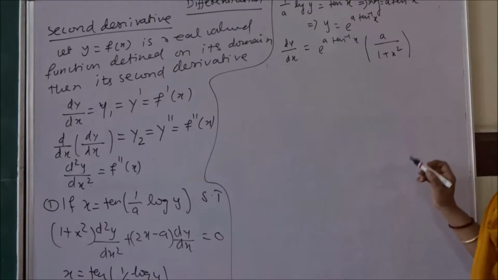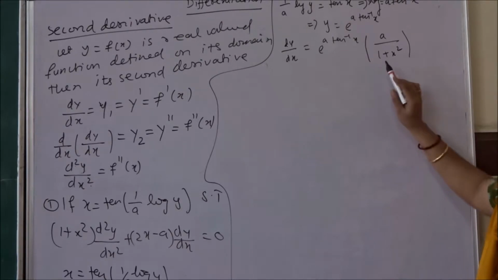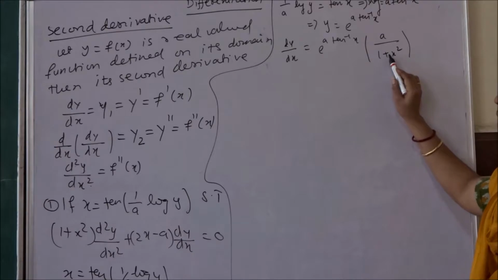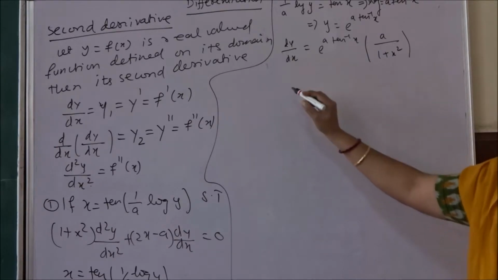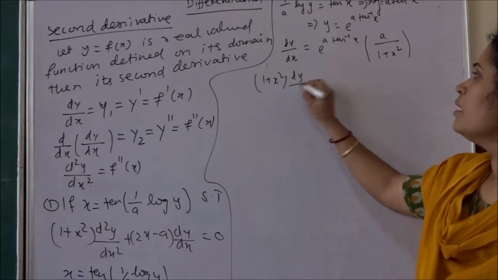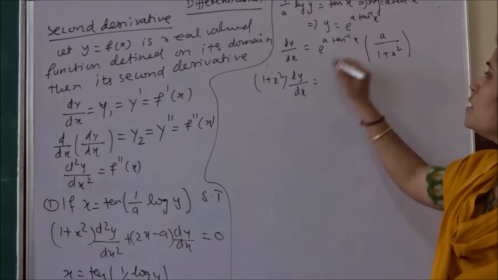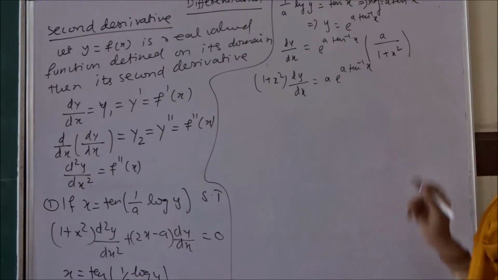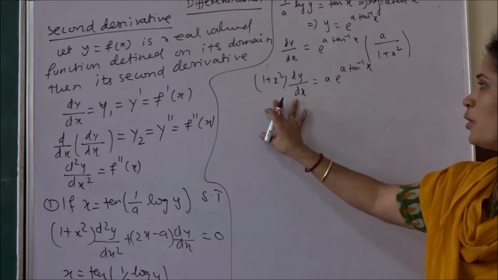Am I correct? One thing keep in your mind: whenever you do the second derivative, try to avoid the quotient rule. Take this 1 plus x square to the side, and try to use the product rule. That's what I am saying. More than 99% you can get your proper answer very quickly. Now use the product rule here.